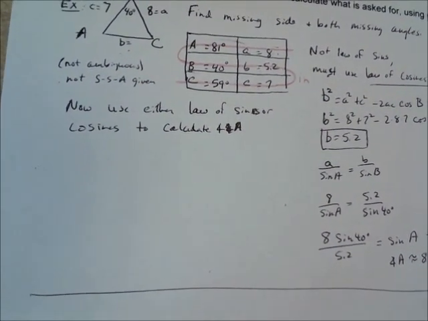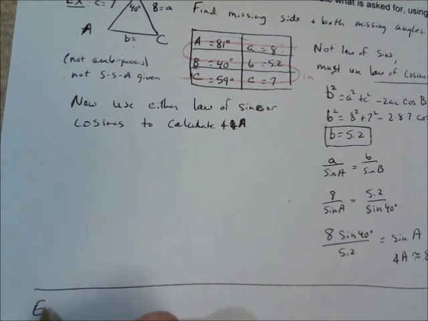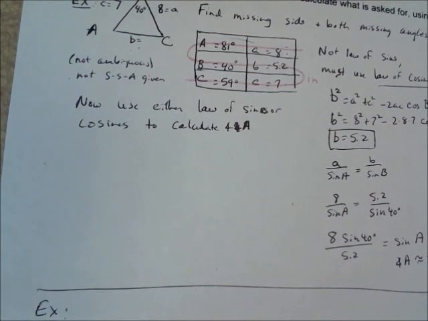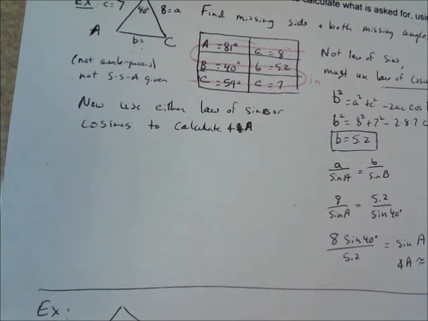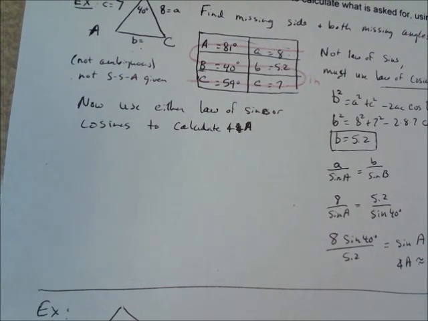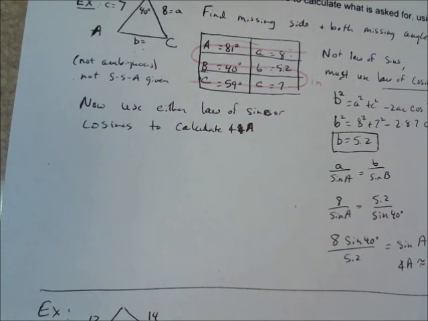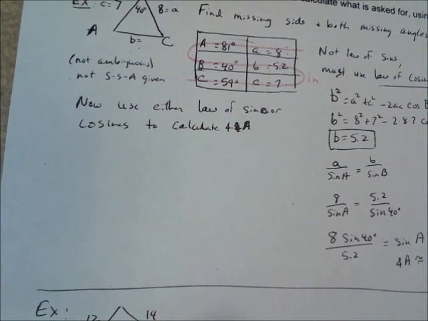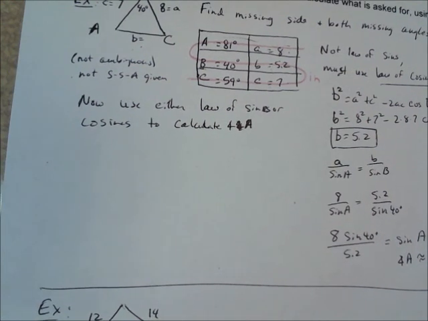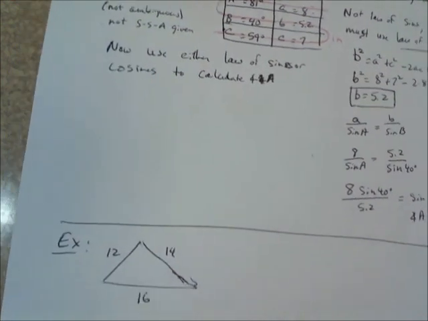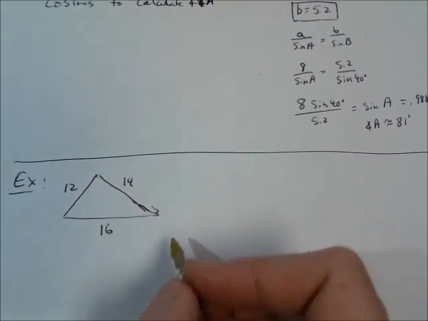So that's one situation. What if you're given the situation where, second example, let's say we have a triangle where we're given, let's say, side 12 here, 14 here, and 16 here. And we don't know what these angles are. Okay, so there's your second example.